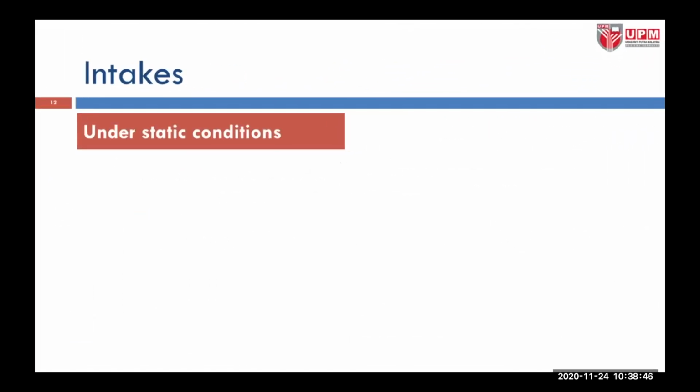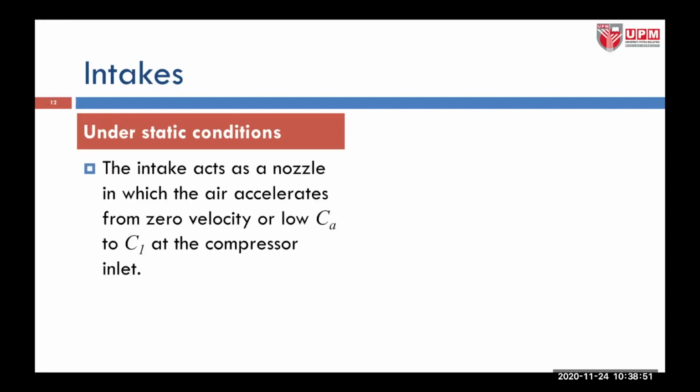Right, let us look at the condition under static conditions. What actually happens? The intake acts as a nozzle in which the air accelerates from zero velocity, because at the beginning of the movement of the aircraft the incoming air velocity is zero or low, CA to C1, meaning that there is probably some velocity for the air before it goes into the compressor inlet.